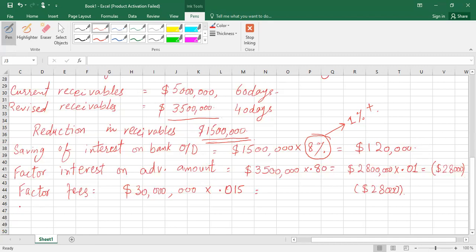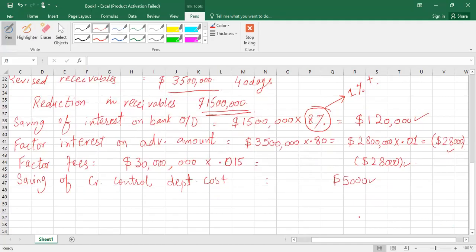On the other hand, the factor says that due to us, you will be able to save your credit control department cost, like $5,000, suppose. So now there are two savings and two costs. Currently, I am not incorporating saving of bad debts or cost of bad debts. I am assuming that currently there are no bad debts.